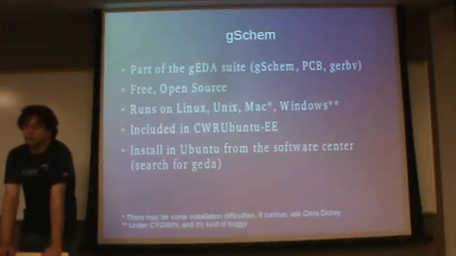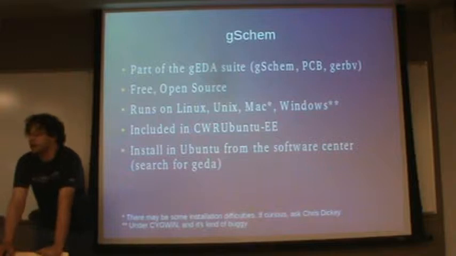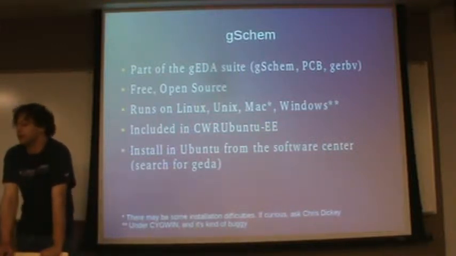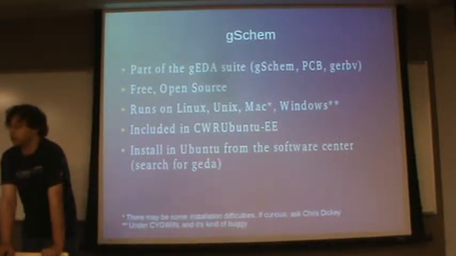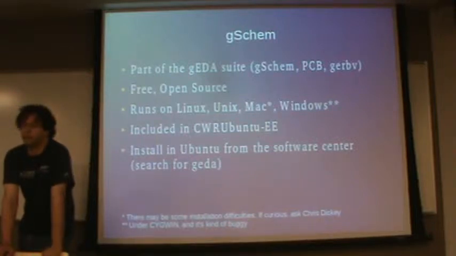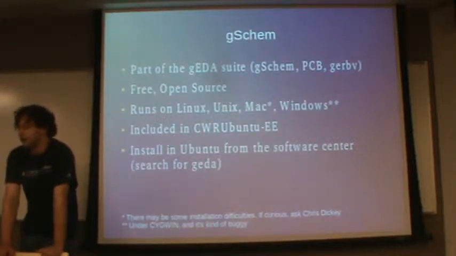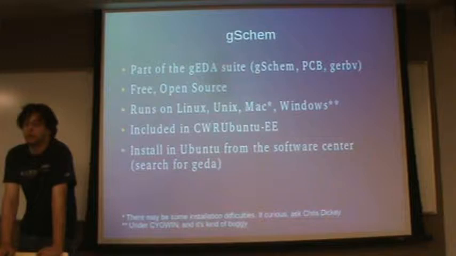So I'm talking today about gSchem, which is part of the GPL EDA suite, gEDA, which includes gSchem, the schematic software, a rather creatively named program called PCB, which is their printed circuit board software, and GerbV, which is for viewing Gerber files. Gerber files are the files that you would actually send to a manufacturer to make PCBs. It is completely free and open source, so all of the CS hipsters will be proud of you for using open source software. And it also means that you don't have to pirate Altium or pay $5,000.